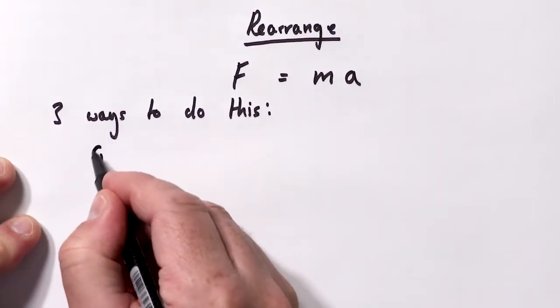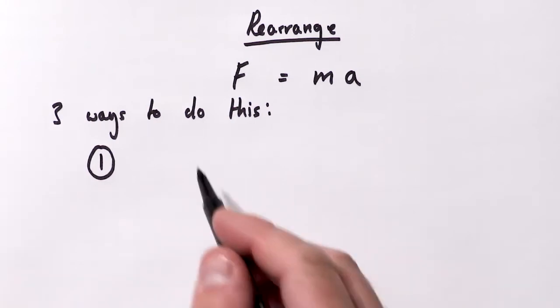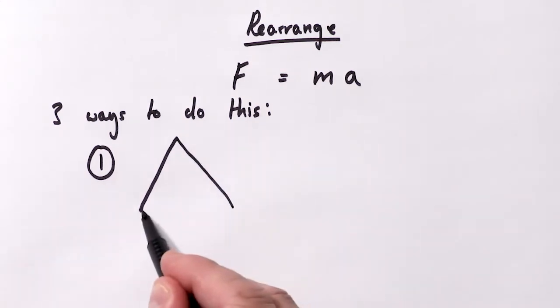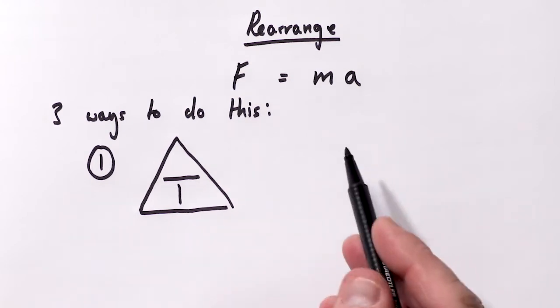The first way is a method called the triangle method, and it's used a lot in secondary schools, in physics and some areas of science. It's a quick way for rearranging equations which use 3 variables. Some of you may know this. So what you do is you draw a triangle. In that you place the 3 variables.